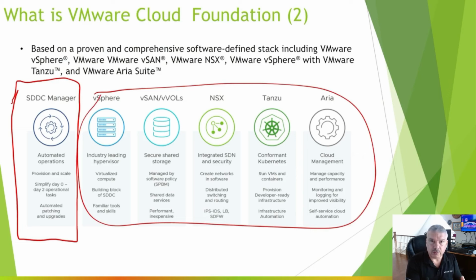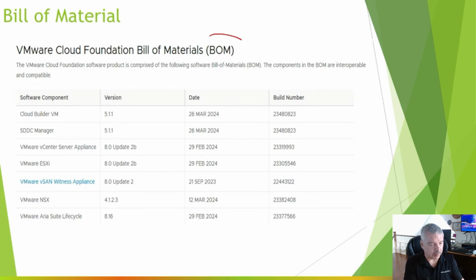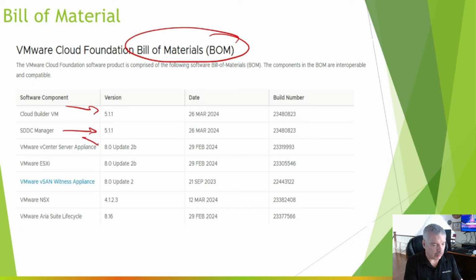Well, which version? When you go to VMware Cloud Foundation, I think the latest one as of this recording was 5.1.1, right? And in there, when you look at it, there's a thing called the bill of materials. And the bill of materials will tell you the versions that are currently on the Cloud Builder image, which I'll talk about what Cloud Builder is.